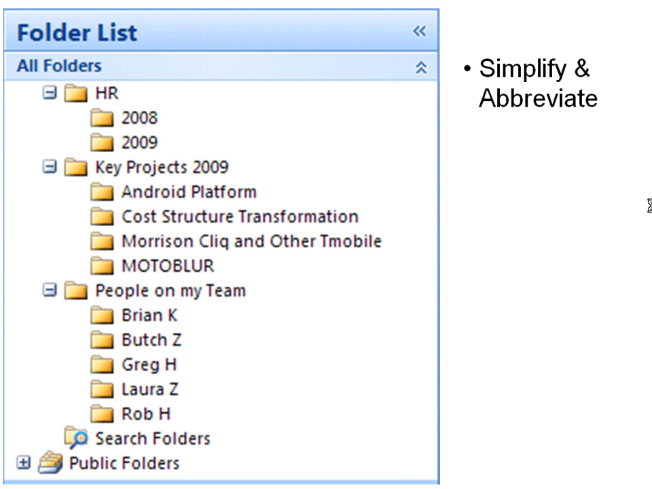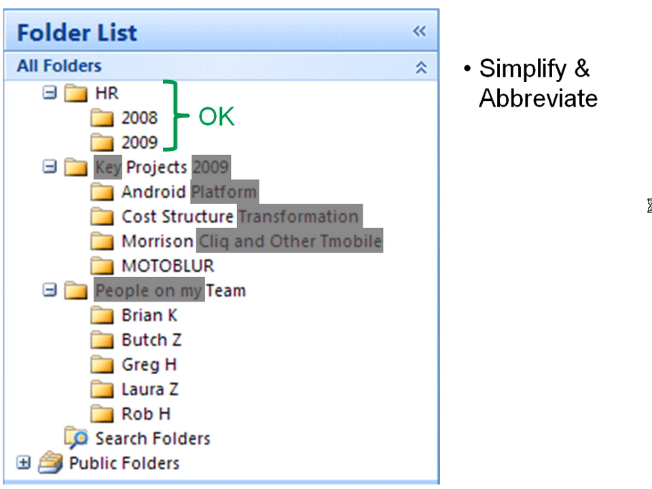What do we mean by prepare? Simplify and abbreviate your folder structure. In this example, a top-level folder called HR and subfolders with short names will be okay. However, when we get to Key Projects 2009, we would suggest you simplify that name. The same is true for people on my team. Simplify it to something like team. And you also want to look at subfolders as well and try to abbreviate those. This is what you need to do to simplify and abbreviate so that you're prepared for the move.